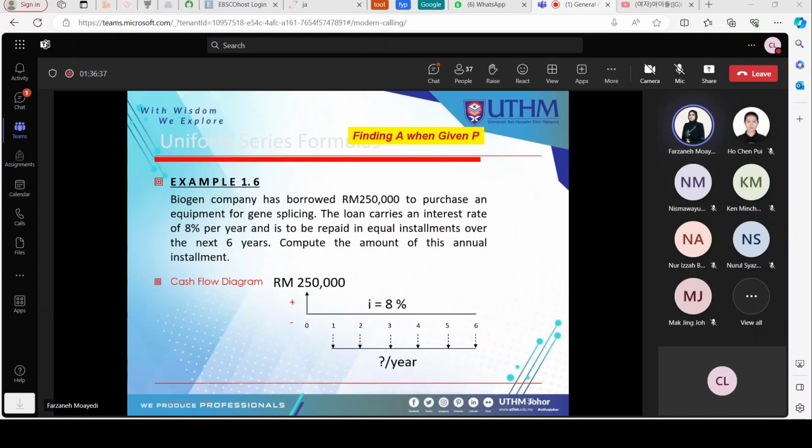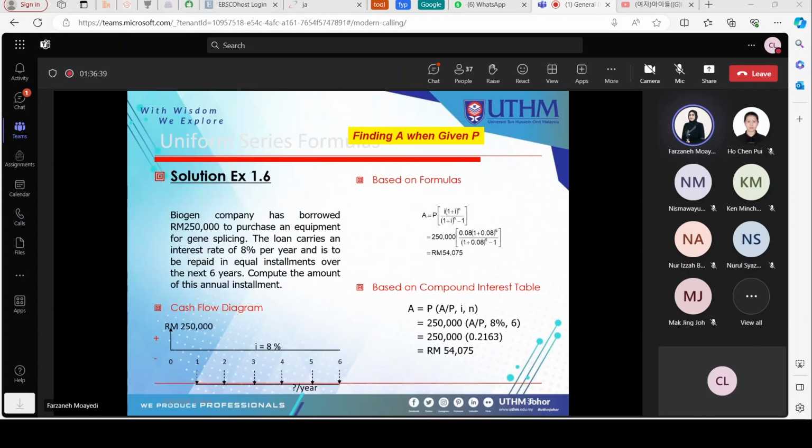Okay. Let's do this one now. This one also has the cash flow diagram, so you can make sure of that.